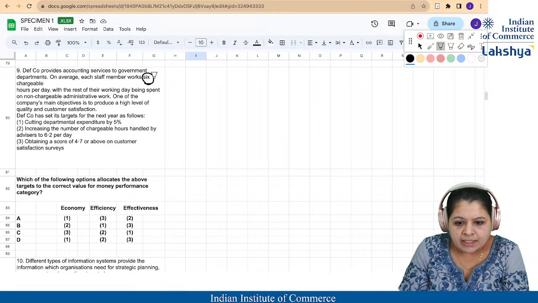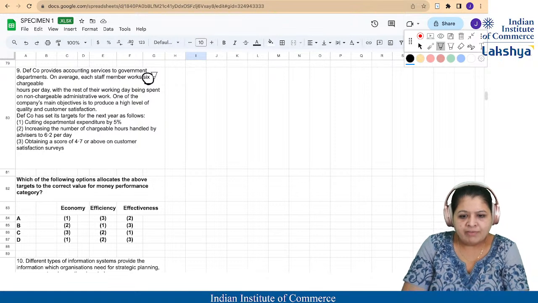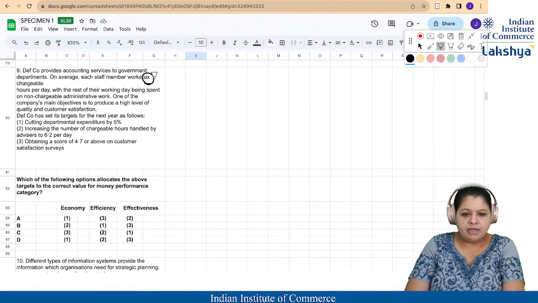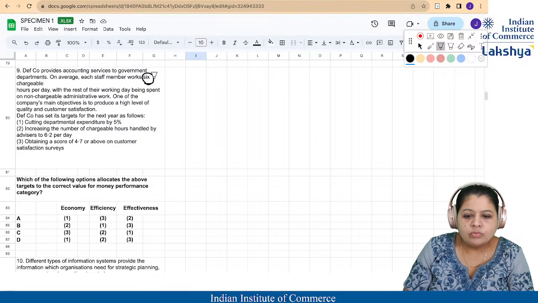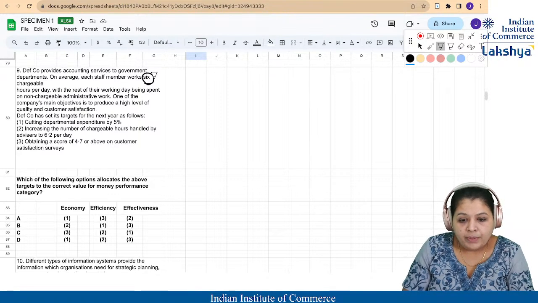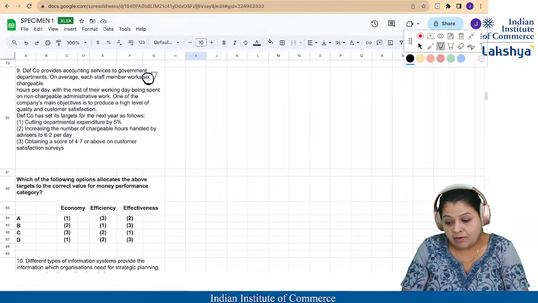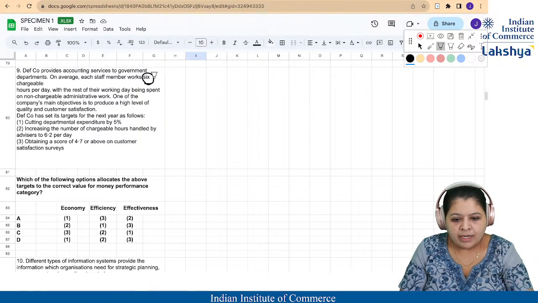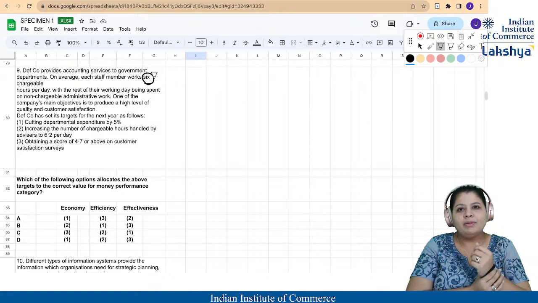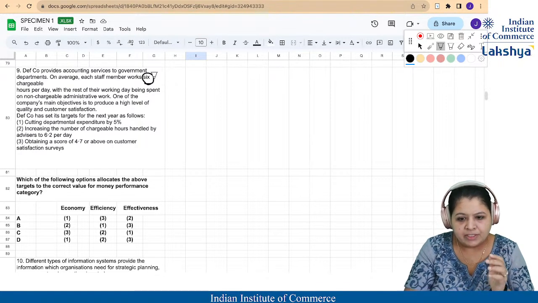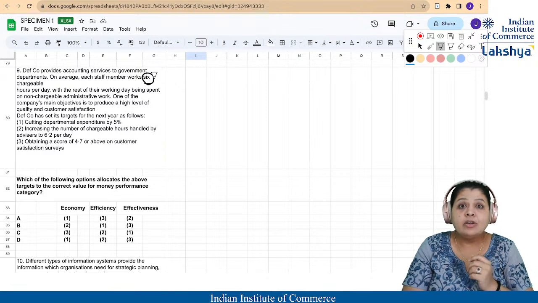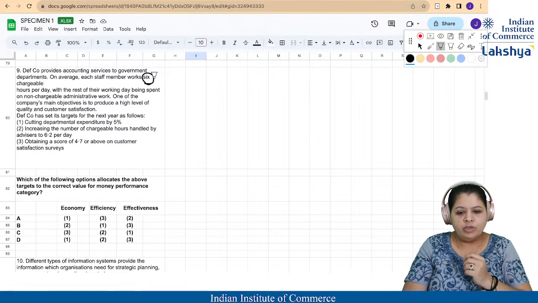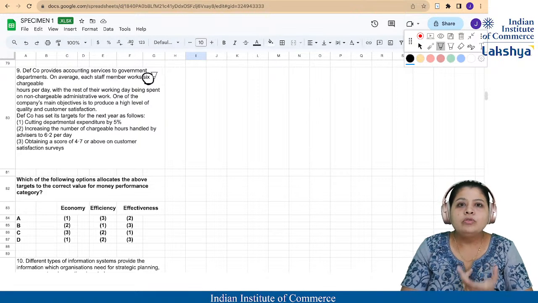The company has a target of cutting departmental expenditure by 5%, increasing the number of chargeable hours handled by advisors to 6.2 per day, and obtaining a score of 4.7 or above on the customer satisfaction survey. Here, what you need to do is decide which option allocates the above targets to the correct value for money element: economy, efficiency, and effectiveness. So basically, this is not a calculative question. All you need to do here is use your theory knowledge.